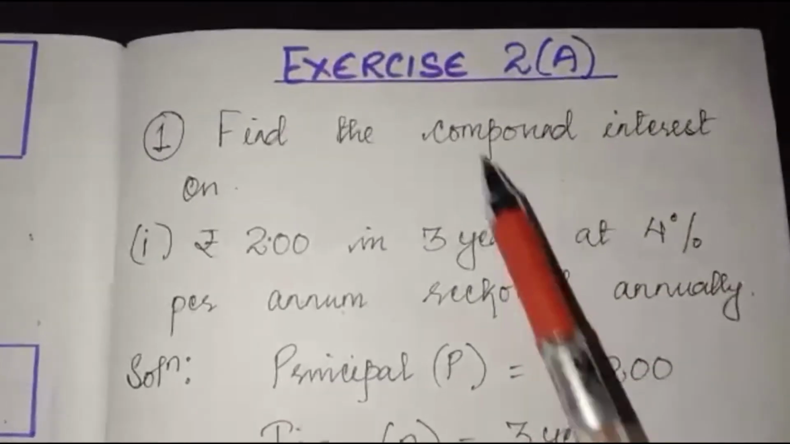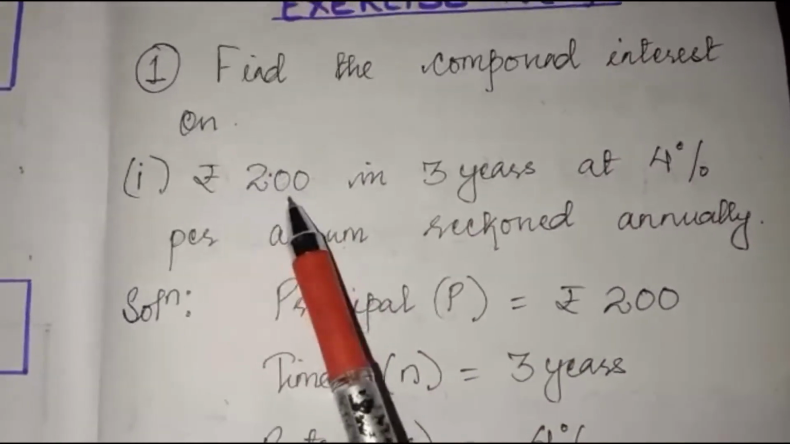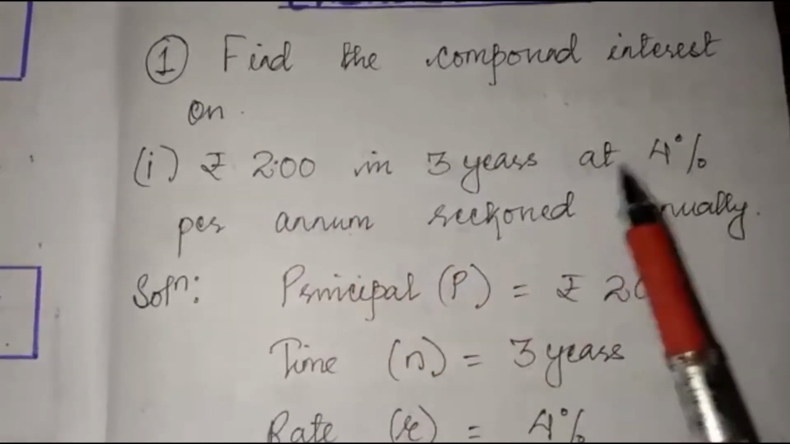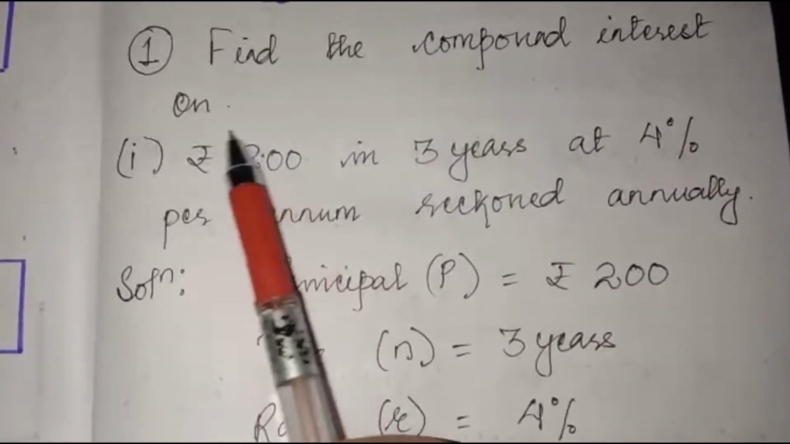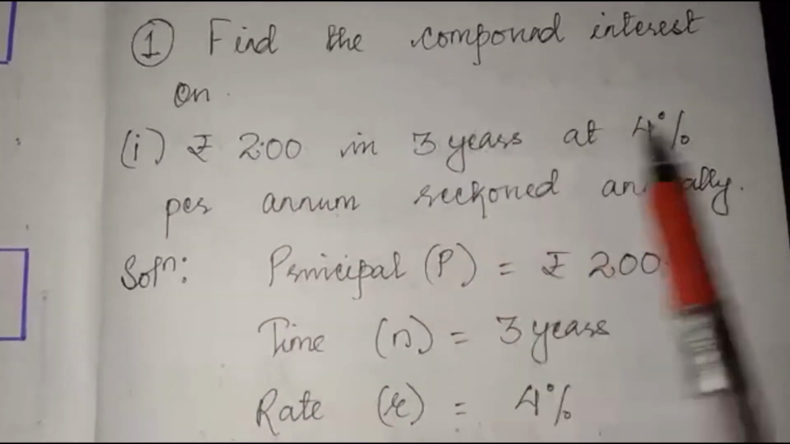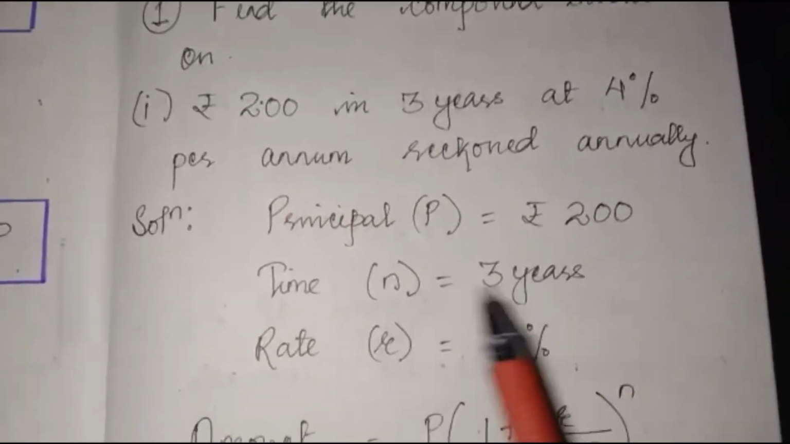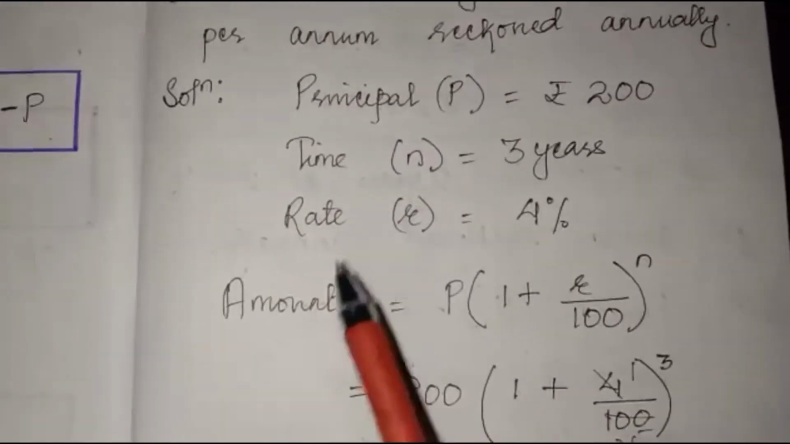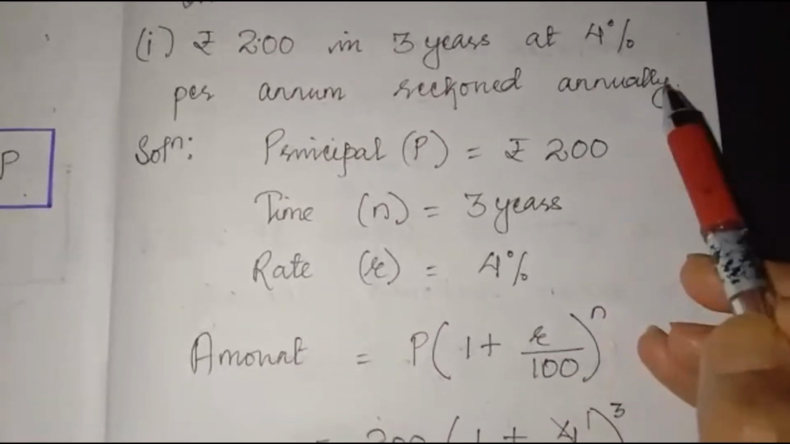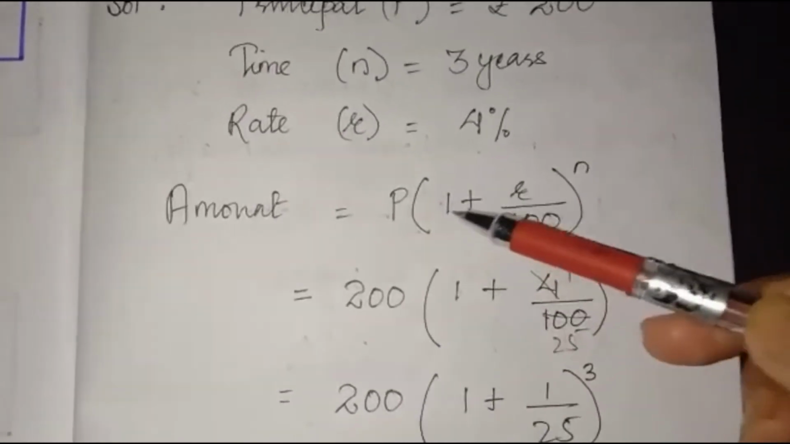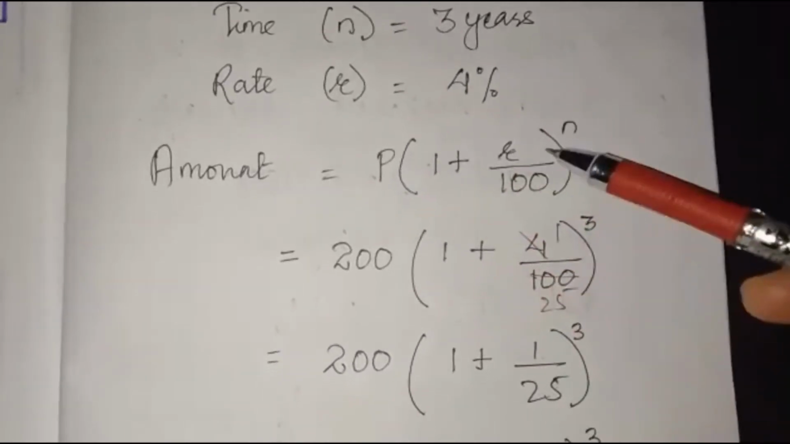Now we'll start exercise 2a. Find the compound interest on rupees 200 in 3 years at 4% per annum reckoned annually. So principal is 200, time is 3 years, rate is 4%, and it is annually. So these 4 things you have to keep in mind. Then write principal, time, rate. After that, amount. Before using the formula, you have to say this, annually. So you have to use this formula, P(1 + R/100)^N. R is 4, P is 200, N is 3.